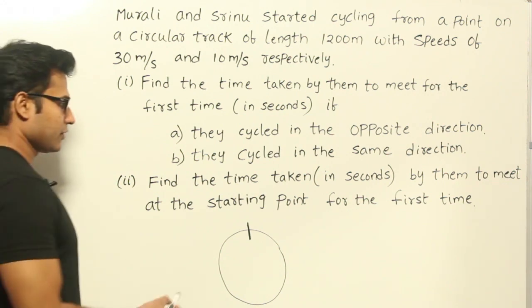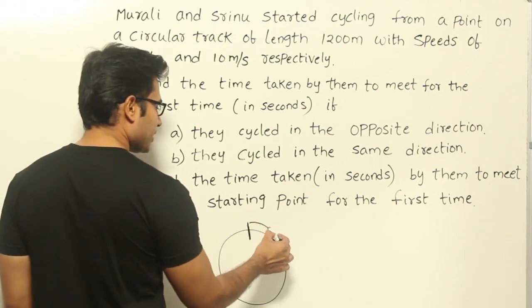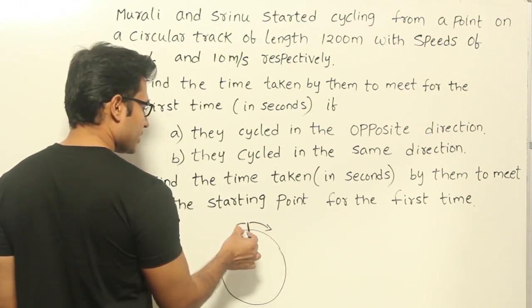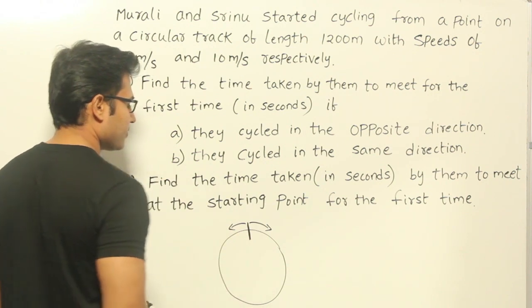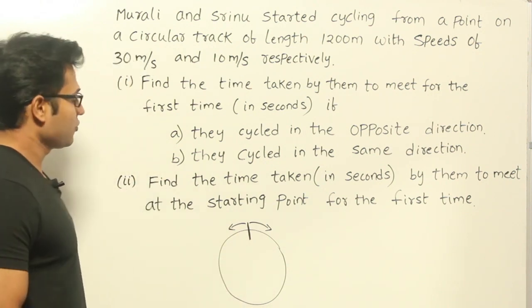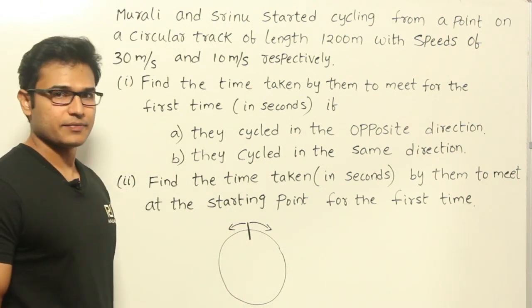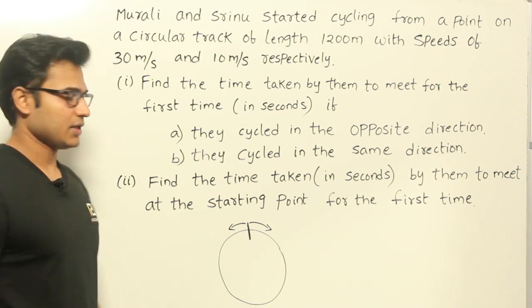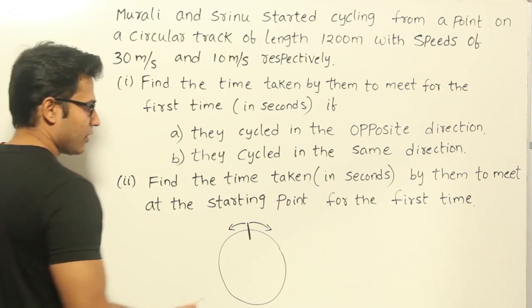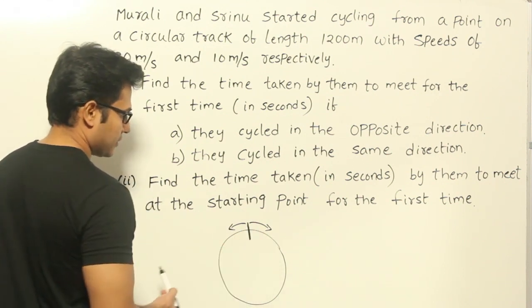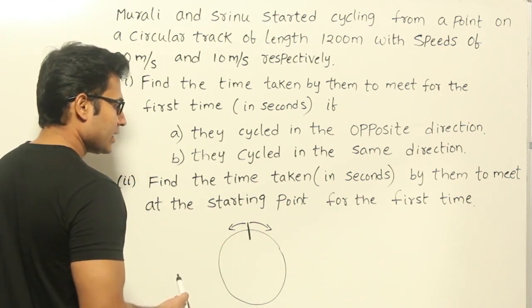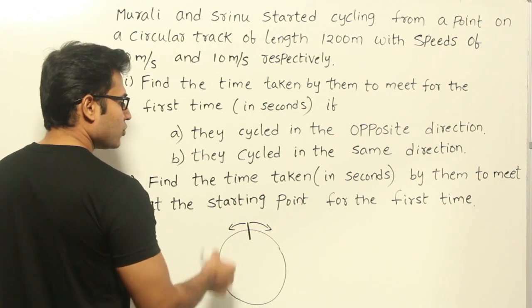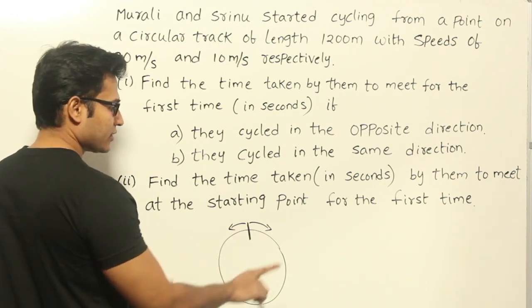One question they might ask is that both are running in the opposite direction, which means one person is running this way and the other person is running this way, starting at the same time, and their speeds might be different. Now they will ask you, when are they going to meet for the first time? How to solve it: if they are running in opposite directions and have to meet, then both of them together are going to cover the entire circular track.